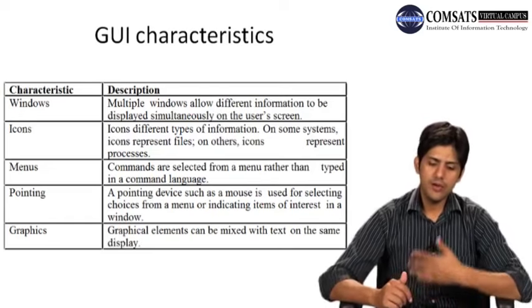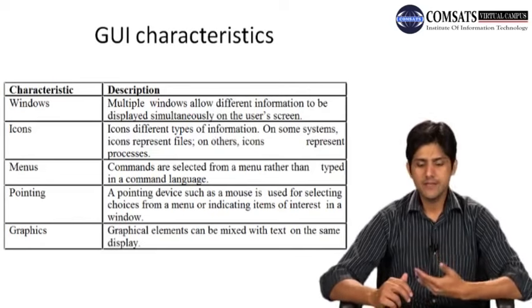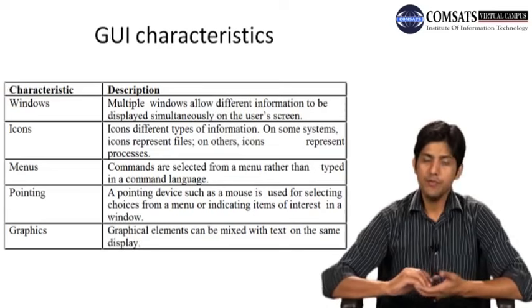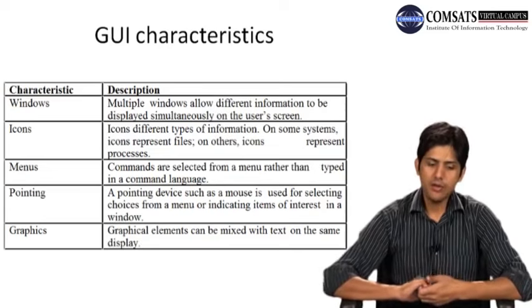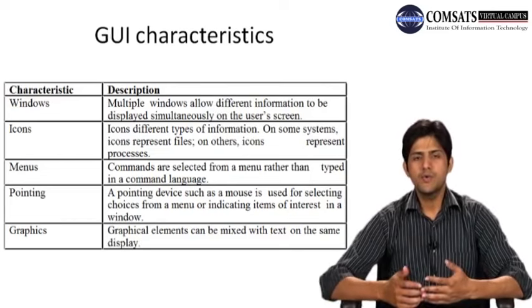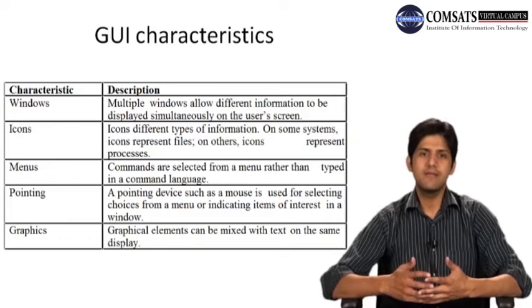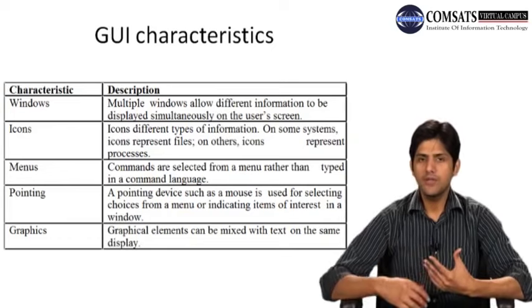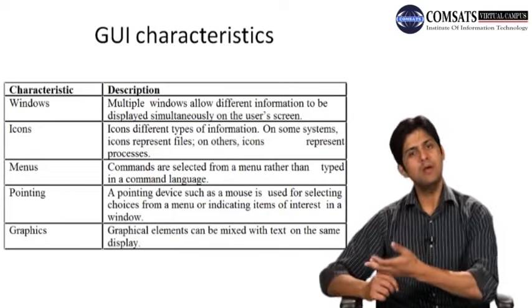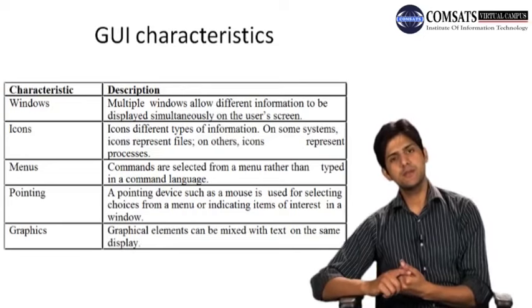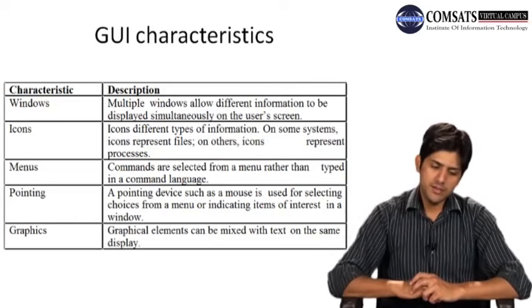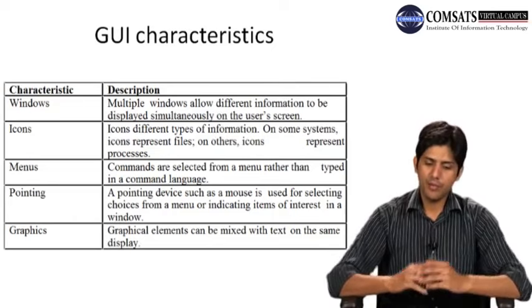Multiple windows allow different information to be displayed simultaneously on the user's screen. And then we have icons, representing different types of information. On some systems, icons represent files. On others, icons represent processes. If you use Windows, then you have icons for basically everything. If you have Microsoft Word documents, then you have icons for that. And if you have your applications, there are different applications, all the executables, you can say that these are different processes. And then you have menus, where commands are selected from a menu rather than typed in a command language.